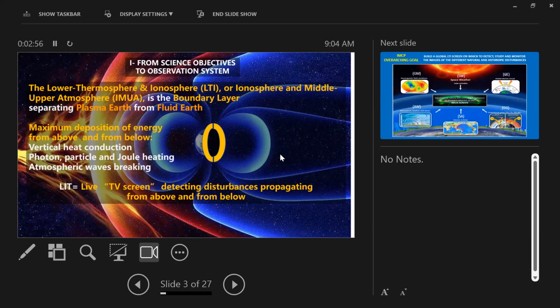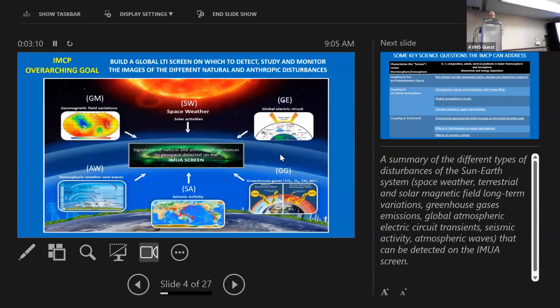So the LTI is a live TV screen, if you want, where we can detect disturbances propagating from above and from below. In that sense, it's a fantastic tool to study natural and anthropic hazards. The main overarching goal of this IMCP project is to build a global screen all around the Earth on which to detect, study, and monitor the images produced by the different natural and anthropic disturbances on this screen that you see in the middle of this panel.